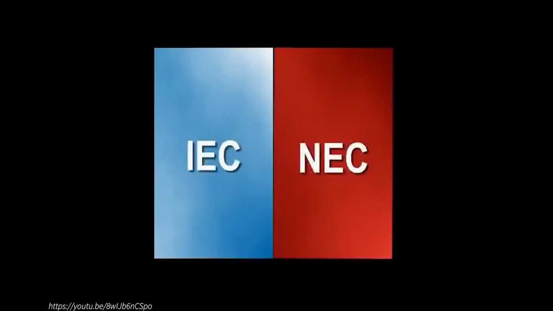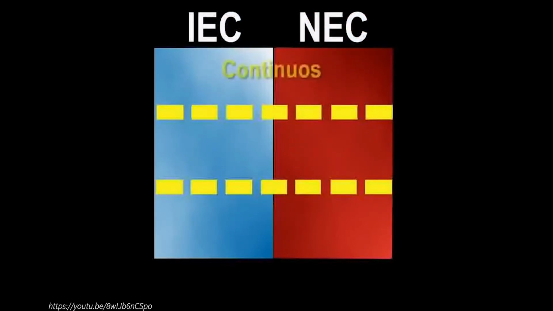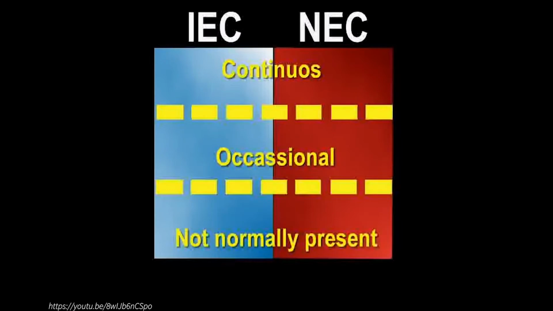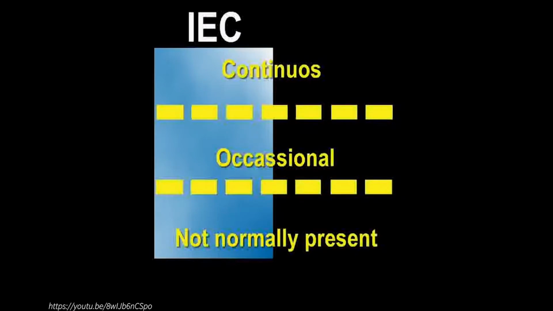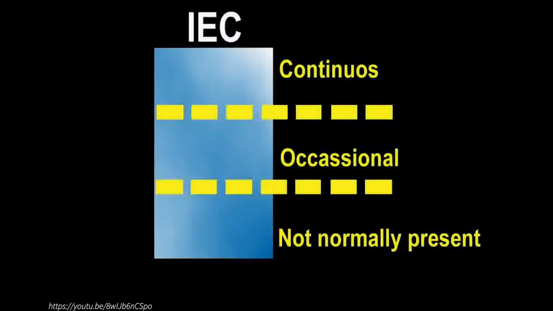IEC and NEC standards both classify the level of risk into three main categories: continuous, occasional, and not normally present. All three categories provide the likelihood of an explosive atmospheric condition within the general environments. Within the IEC standard, the general risk categories are then classified as zones. This reflects the physical material that could provide a potential fire or explosion.